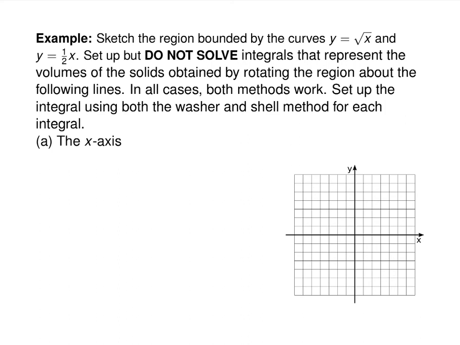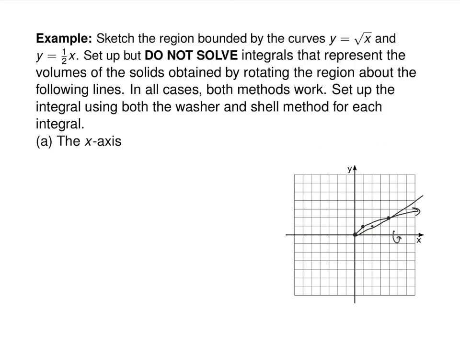In these 4 questions, every single problem can be set up using either the disk or the shell method. So we're going to set them up both ways. So first, graph the curves. So square root of x. Those are the points that root x goes through, and 1/2 x. Okay, so there are our curves.